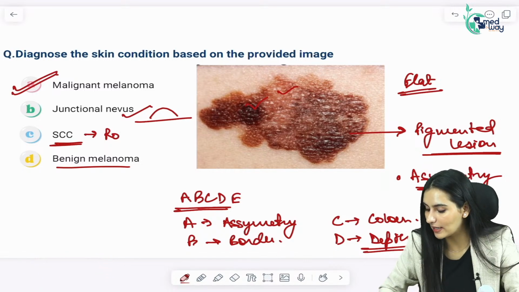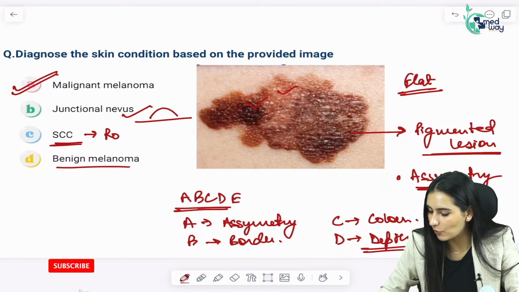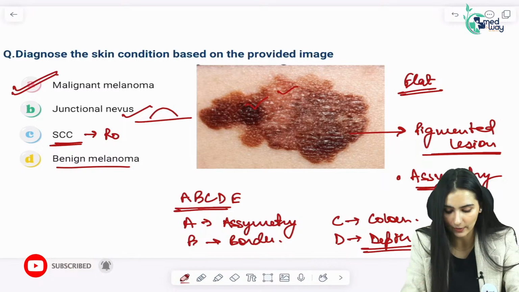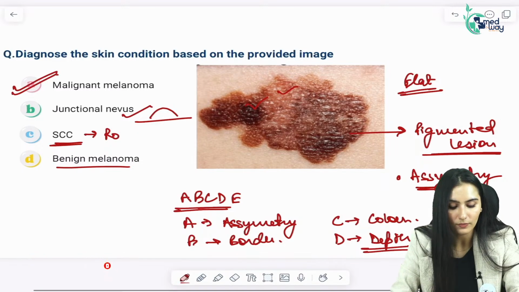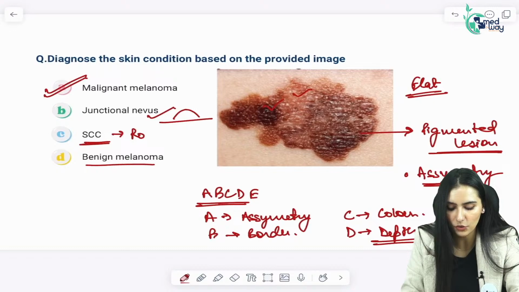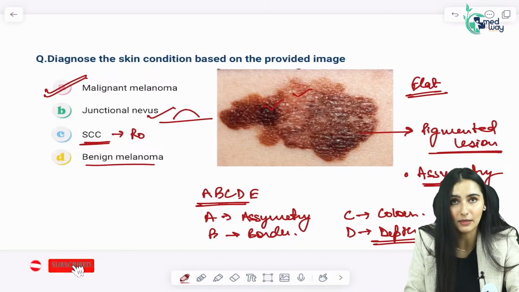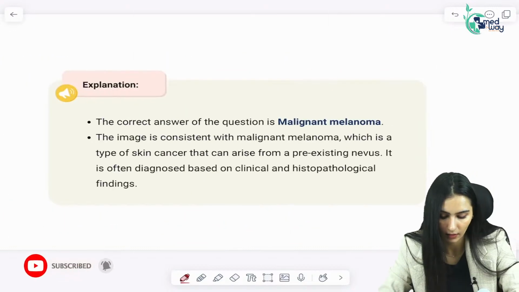If you have any queries, you can let me know. I am going to be seeing all the queries here and I am going to be answering them as well. Okay. So skin condition provided by the image, you understand the basics of it. So it is a malignant melanoma.